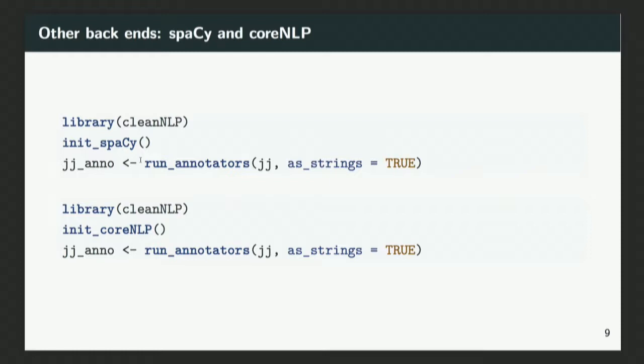So cleanNLP supports two of them, either spaCy, which is a Python library that's really built for speed and stability, and CoreNLP, which is built to be a cutting-edge research project out of Stanford. You can use either of those, and all you have to do is change the part where I did init tokenizers, you change it to init spaCy or init CoreNLP. Now, of course, you have to install them yourself on your system, and that's sometimes a bit of a headache, but it's worth it because it gives you so much more information about your text.